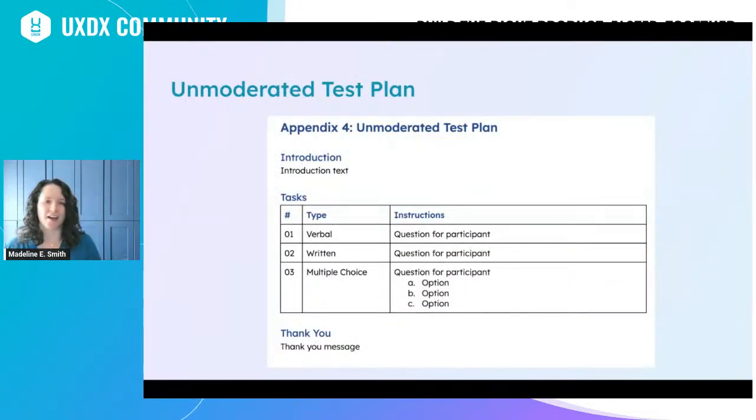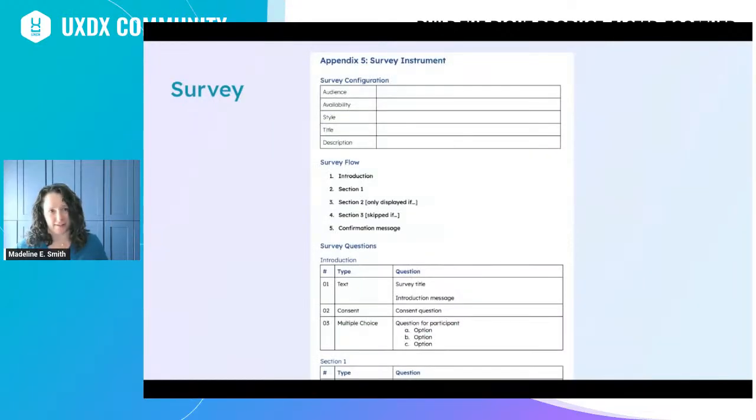Similarly, if you're running an unmoderated study, I include that test plan in the same document. Word for word, what is going to show up on that testing platform that I'm using. And again, with a survey, same concept. I'm including all the details that are going to be in my survey in my research plan.